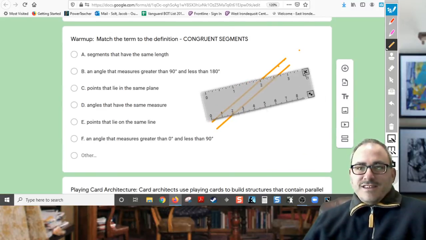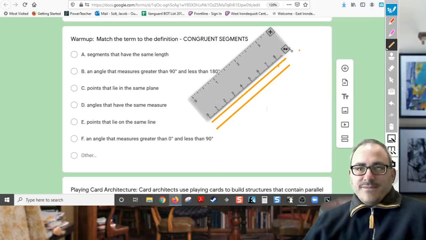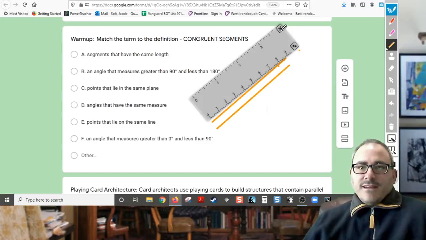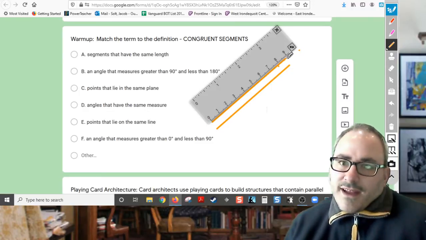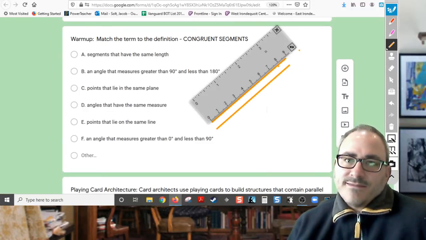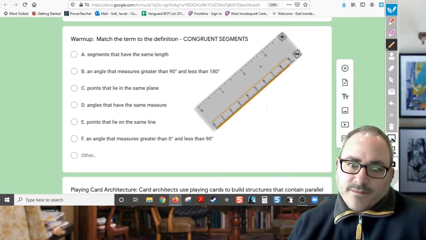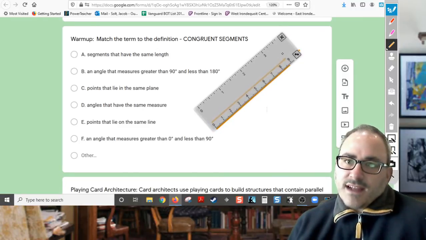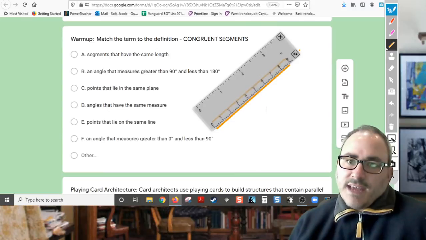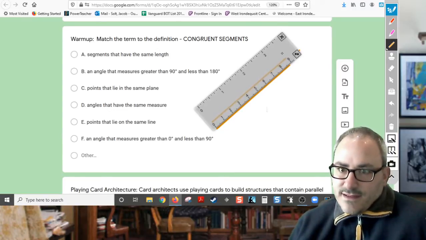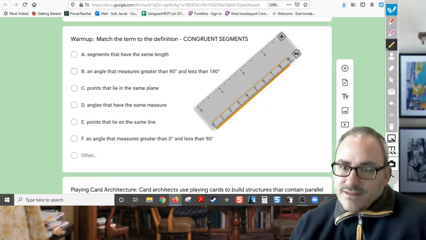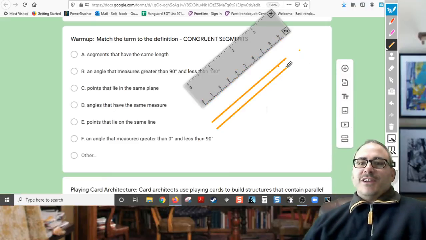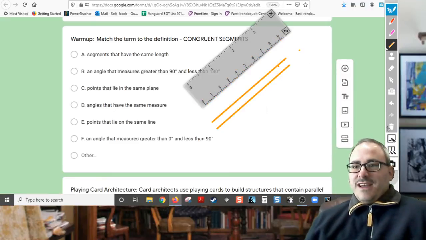All right, let me measure this. Let me see if I got it right. I'm measuring this one at approximately, what do we want to call that? 8.8, 8.9. All right, let me try this one. Oh, that's pretty darn close. I'd say that's 8.8, 8.7, maybe 8. Yeah, all right, these are pretty darn close to being congruent. So now you understand what the concept of that means.